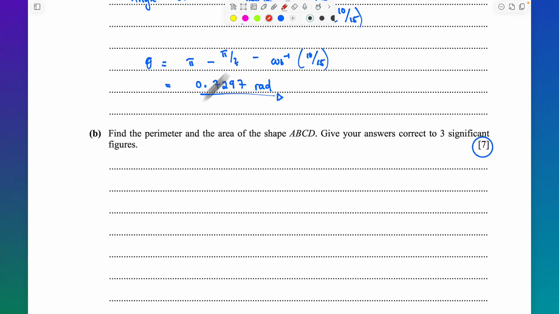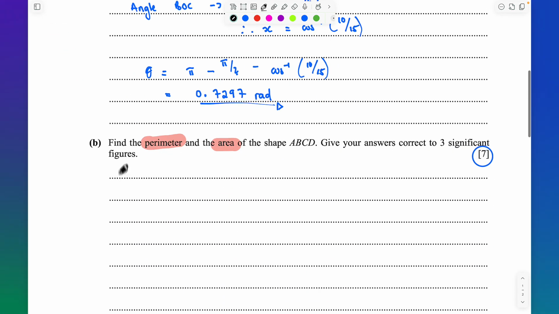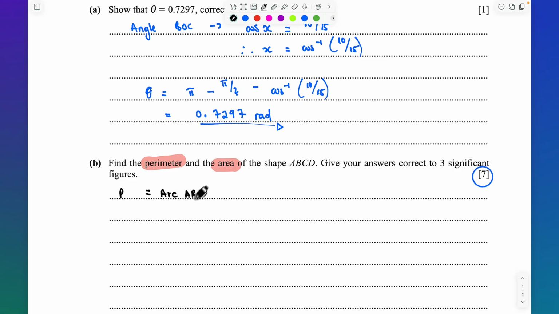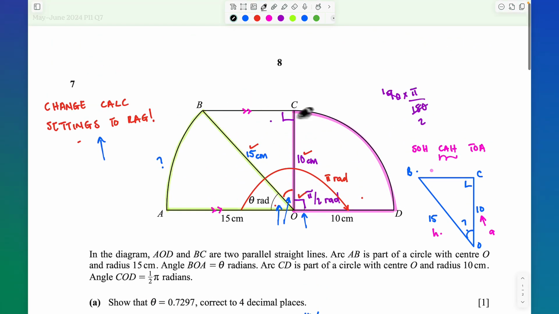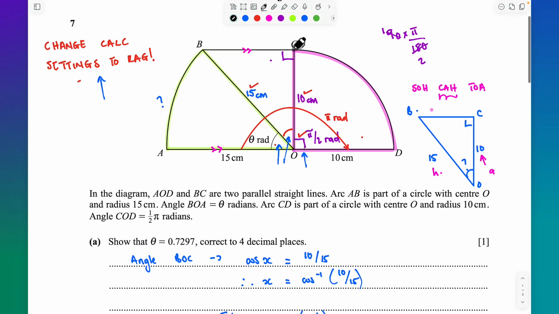Now, the key thing here is don't just calculate one thing. We have to calculate both the perimeter and the area, right? So let's jump straight into that. We're going to start off with the perimeter. Let's call it P. P is equal to the arc length AB, and we're going to add this line BC, and we're going to add the arc CD.